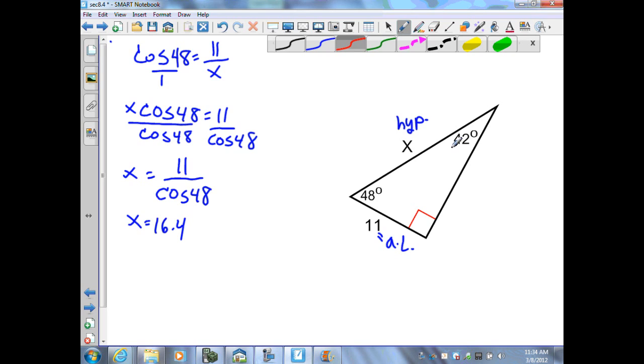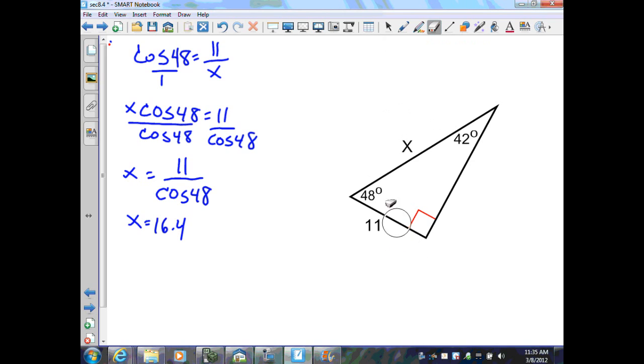Again, I want to use the other measure of 42 degrees to verify that that works out. You don't have to do this, but I like to verify it so you can see that no matter which angle I use, it will always work out as long as I use the appropriate trig ratio. Compared to the 42-degree angle, the 11 is the opposite leg. Again, x is my hypotenuse. And opposite and hypotenuse is associated with the trig ratio of sine.